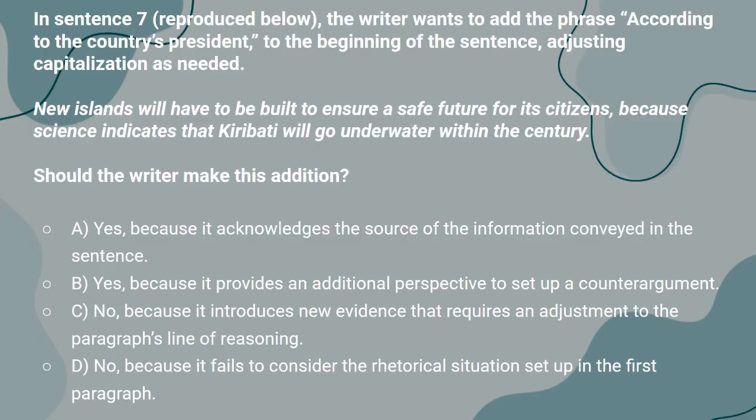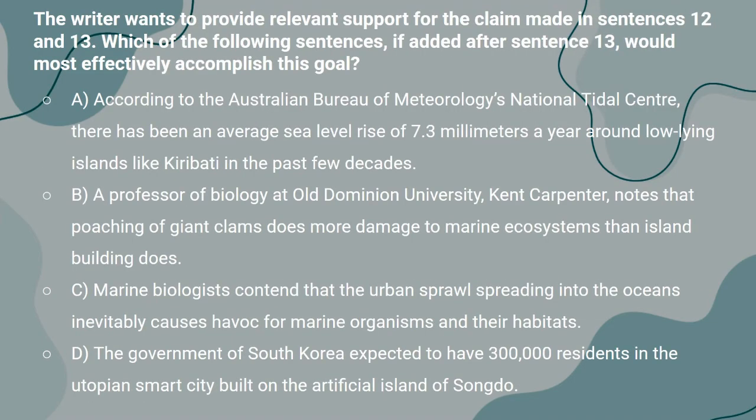C and D are both no's, but let's go through them anyway. Because it introduces new evidence. That's not true. There's no new evidence. And no, because it fails to consider the rhetorical situation, which is not true either. So A is going to be the correct answer here. But again, you can just eliminate the no's because it fits very well into the sentence and you can use that kind of logic. Then you just go between A and B, and B is just not a logical explanation because you wouldn't want to set up a counter argument in your argumentative essay. Unless you were addressing it, obviously, unless you were downplaying it.